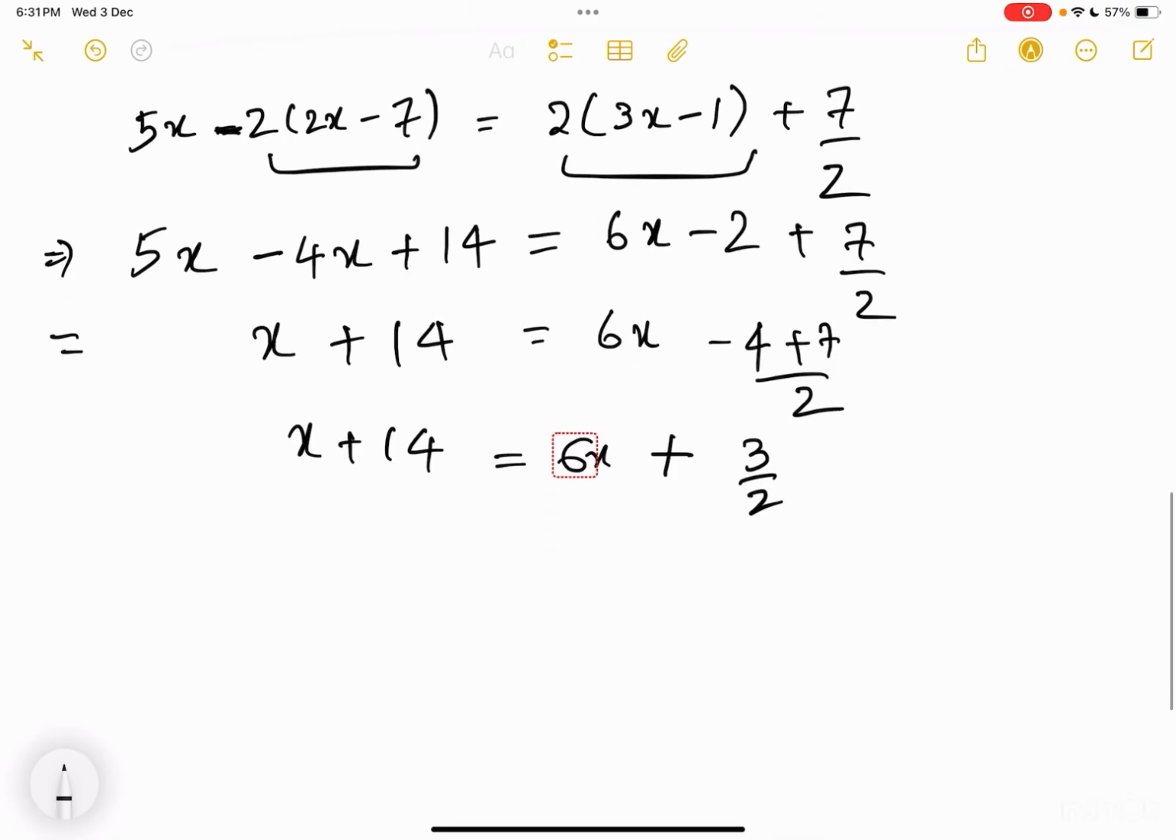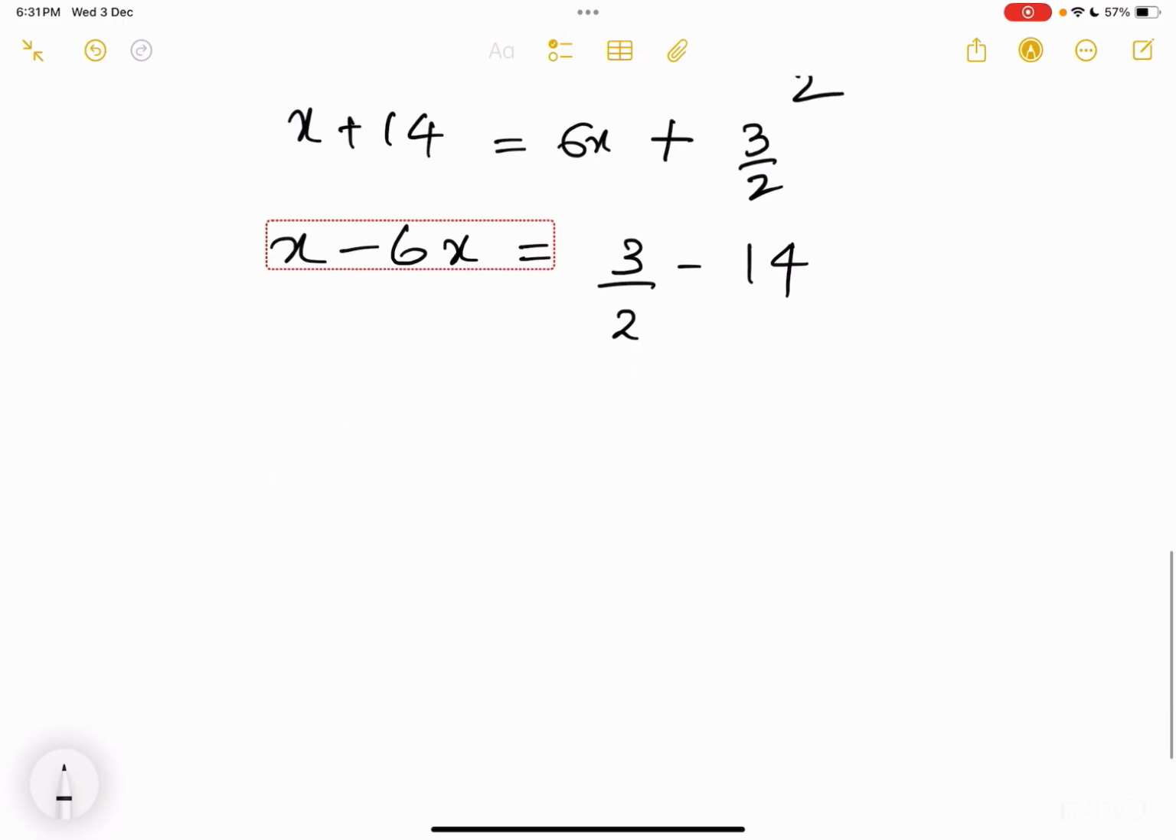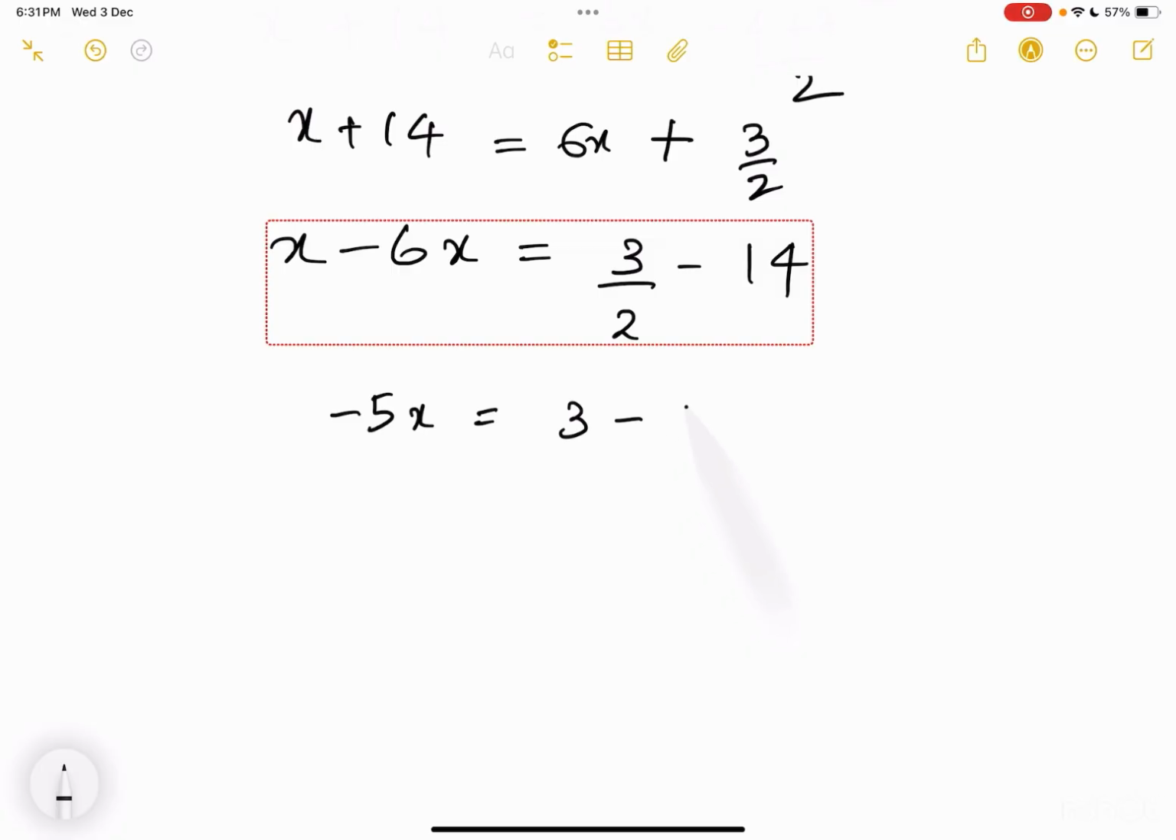Again the same strategy: variables on one side and numbers on the other side. Okay, I'm doing it a bit quick because basically I've already taught you these basic things in the previous video, so that's why I'm solving it a little bit faster.